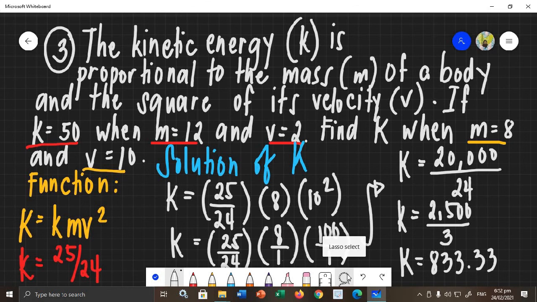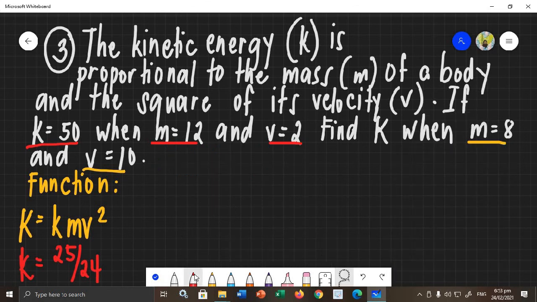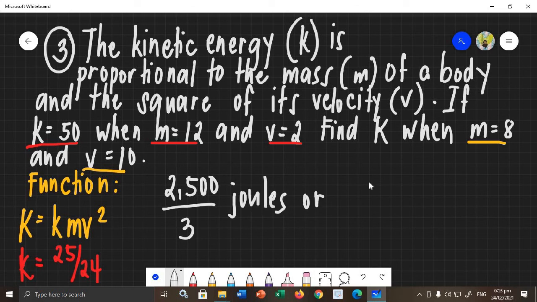So, the answer is, tatanggapin ko yung dalawang option nyo sa answer, no? So, the first one is 2,500 over 3 joules, or it can be in decimal form, which is 833.33 joules. Okay, that's it. So, that is all about joint variation.